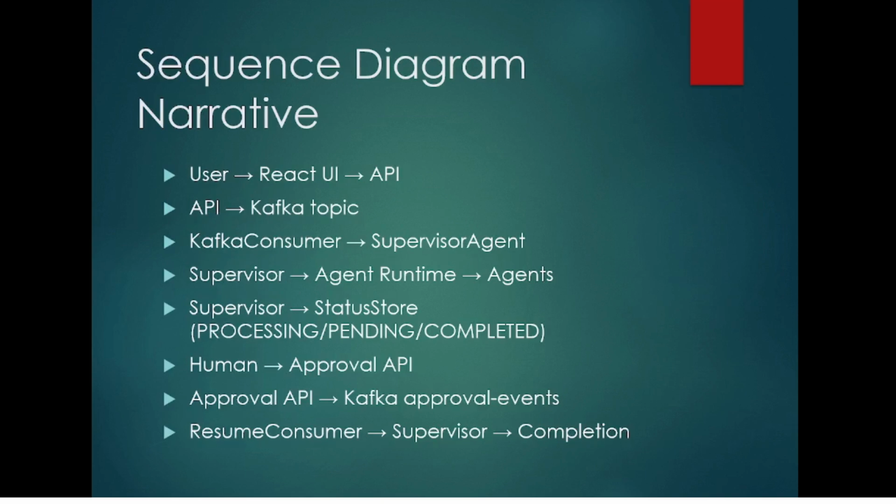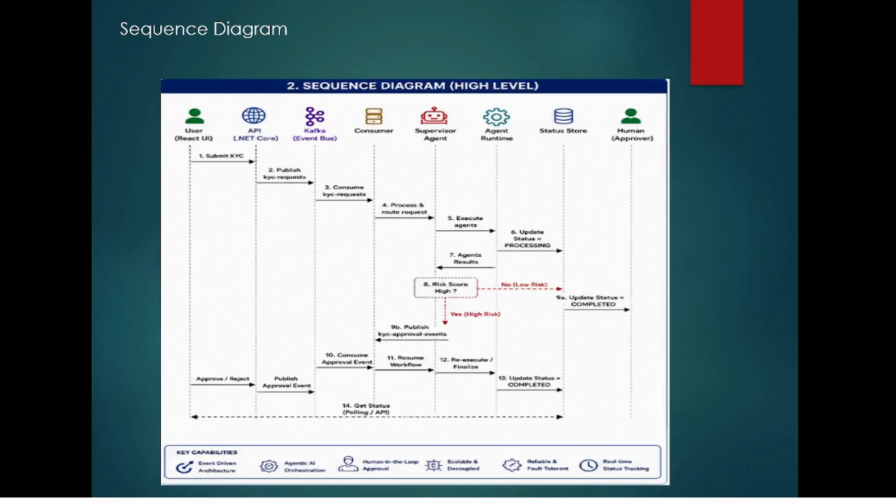Sequence diagram, user, React, API, topic, so that is how these things happen. You can see the same thing we discussed. Submit KYC, the API layer will talk to Kafka. Kafka will be called by the consumer. Then the consumer will initiate the supervisor call. Agent runtime and store, everything will happen.